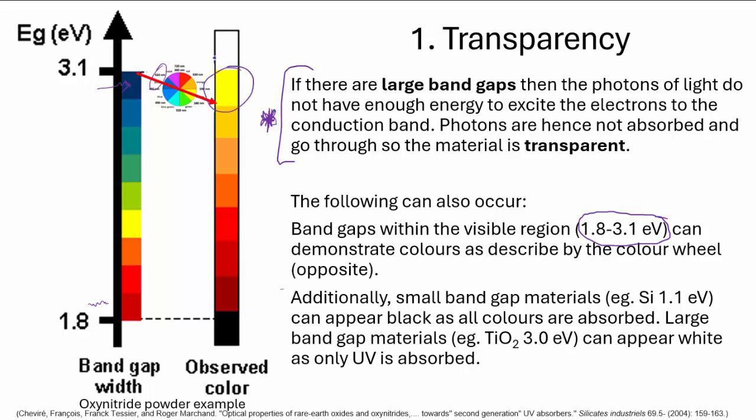Okay, now some materials, because they'll absorb all the colors, will turn black. And if they don't absorb anything, sometimes they can appear white. Okay, so there's a little bit of variation when you're in the color spectrum region. But generally, if it's higher than 3, it's transparent, and lower than 1.8 or around that value, it is opaque.